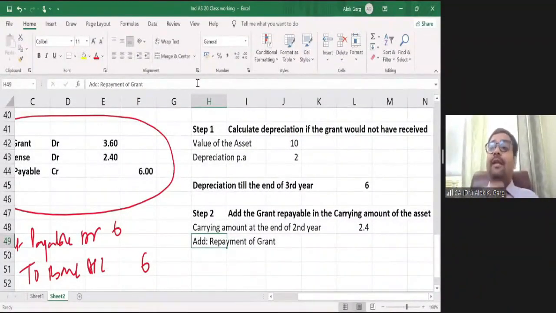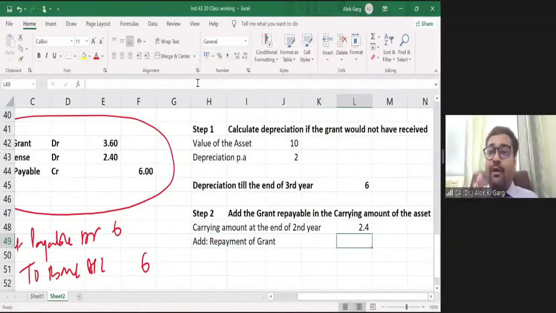Since we are following the net approach, in the first approach we had recognized our asset at full value, but here we have recognized our asset at a net value. And if this grant had not been received, my asset would have full value. So the standard says that at the time of repayment of the grant, you have to add whatever you are paying back to the government to the carrying value of the asset. The carrying value at the end of the second year was 2.4, and the repayment of grant is 6.